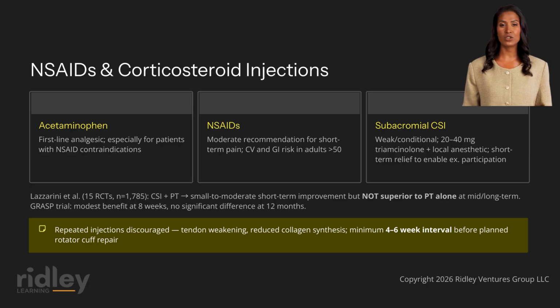Non-steroidal anti-inflammatory drugs, or NSAIDs, are moderately recommended for short-term pain management in both acute and chronic phases of rotator cuff-related shoulder pain. The JOSPT and AAOS guidelines note their effectiveness for pain control but also highlight cardiovascular and gastrointestinal risks, particularly in adults over 50 years of age. Acetaminophen is recommended as a first-line analgesic, particularly in patients with contraindications to NSAIDs. The AAOS guideline additionally notes that injectable NSAIDs such as ketorolac may be considered for patients unable to tolerate corticosteroids.